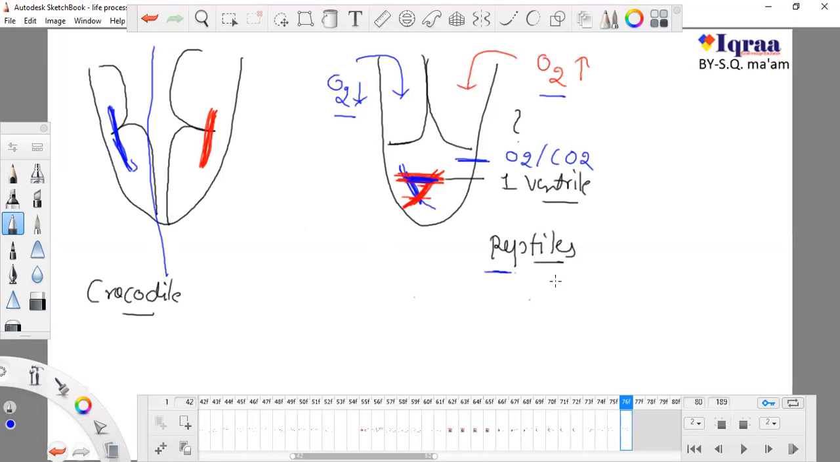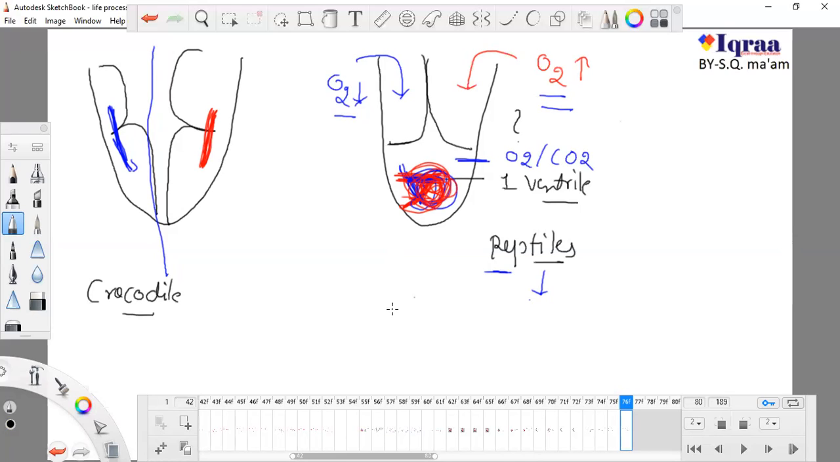So for these reptiles, what is the meaning of this blood purification? They have impure blood anyway. There is no worth in taking this blood to the lungs to make it pure, because finally they will get mixed. There is definitely no use. I will tell you this in detail tomorrow.